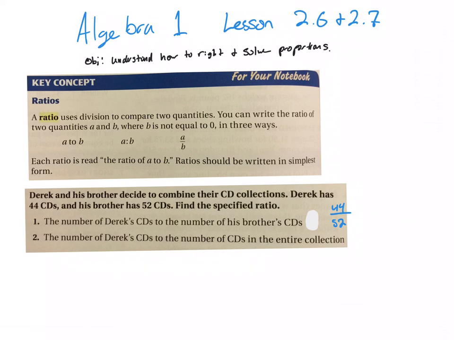Now something that should be mentioned here is that a ratio should be written in simplest form. So we don't want to just leave it like that. We want to reduce it down or find numbers that go into both of them. So I know 2 goes into both of them. That would be 22 over 26. So I can put 2 in there again. That would be 11 over 13.